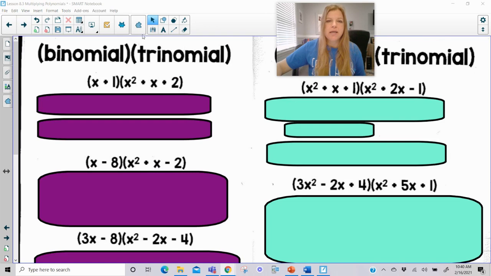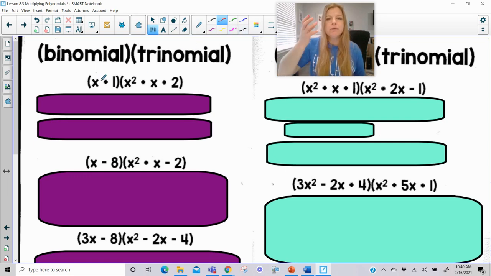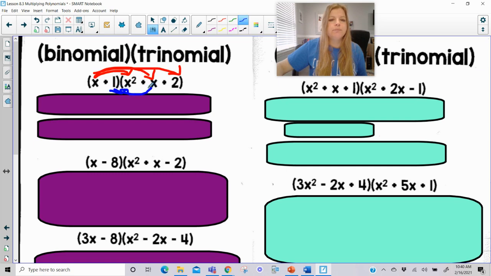Okay, a binomial times a trinomial. So we still follow the same exact rule. That's what's so nice about the directions, is you distribute every term of the first polynomial to every term in the second polynomial. So the x is going to get distributed 3 times. And then my 1 is going to get distributed 3 times.